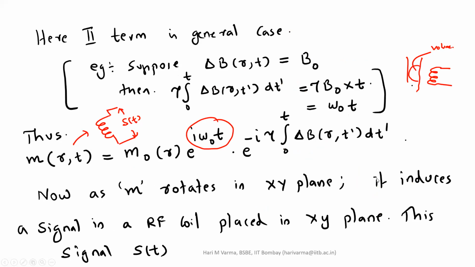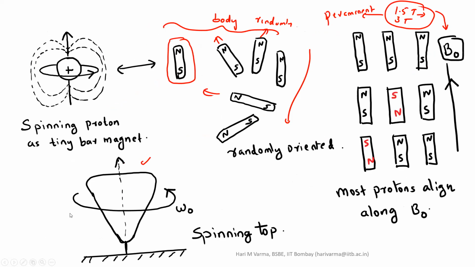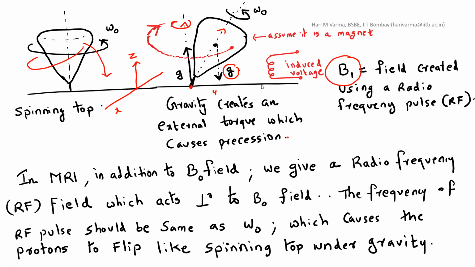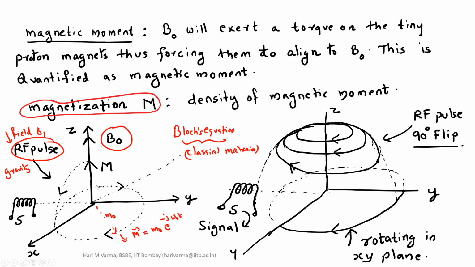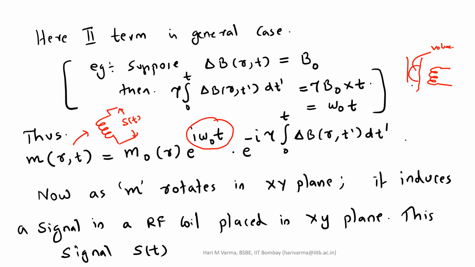So with this general term, I can put my main magnetization of this form: M0 e raised to i omega 0 t, e raised to minus i gamma integral 0 to t delta B. I got all this stuff. Now, this guy is rotating in the XY plane, like a spinning top falling to the ground and rotating on the ground, where I have put the coil like this. So this magnetization is now rotating in the XY plane, and there is an induced voltage in the coil. That induced current or voltage is called S of t, my signal.